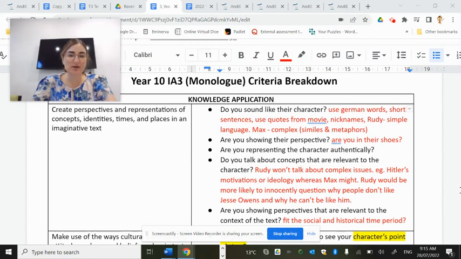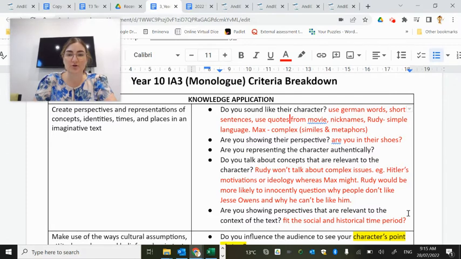All right, so today we are going to talk about the monologue criteria breakdown. Basically, this document here is like your Bible for making sure that you address all of the criteria properly and what you're going to be speaking about in your monologue. So, if you use this and you follow it while you're writing your monologue, it'll definitely help you, but it'll also really help you when you're editing.